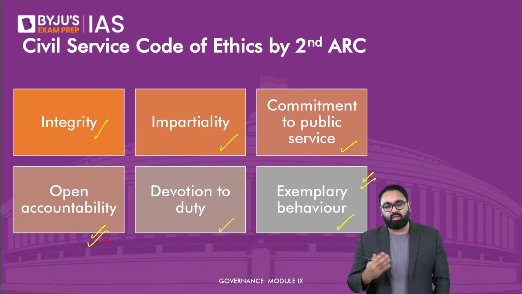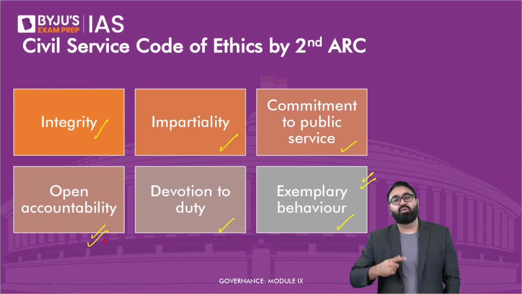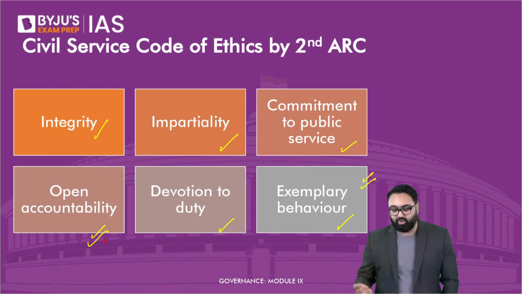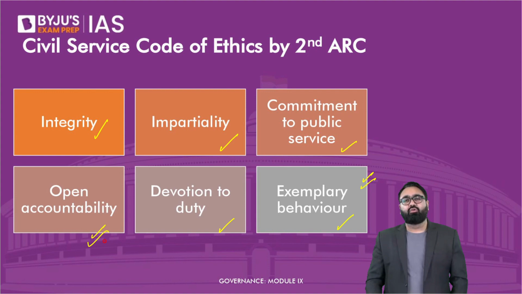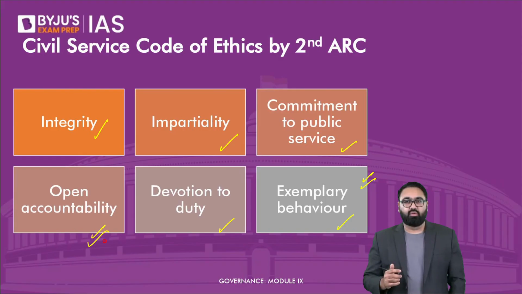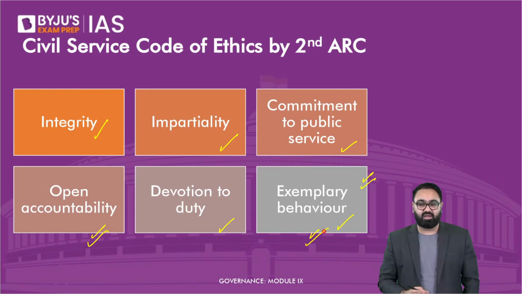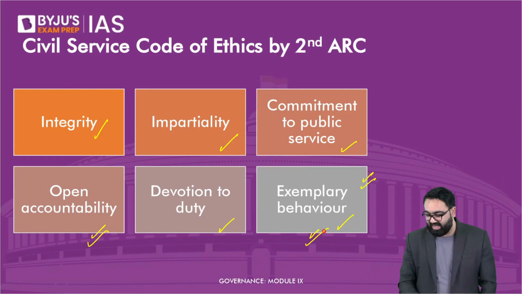We have discussed accountability in great detail. Accountability means answerability. Be answerable if something goes wrong. If because of your decision something went wrong, be answerable. Come out in the open, explain it to people. All these are the code of ethics that the civil servants must follow as per the second ARC. This is what they are supposed to follow. Again, if they don't, it's not that they will be punished. If they are breaking a law, then they will be punished. But just because they are not showing exemplary behavior doesn't mean that they will be punished. But this is what the second ARC has expected out of them.